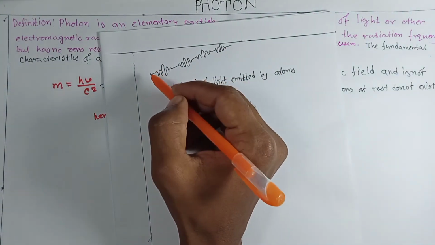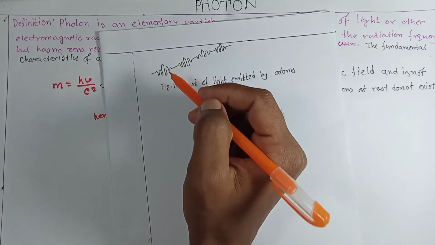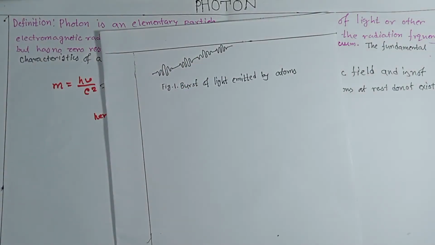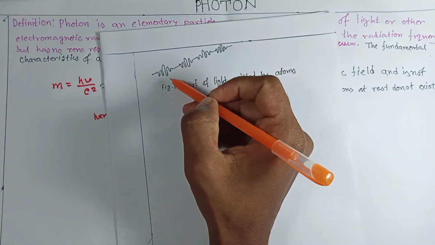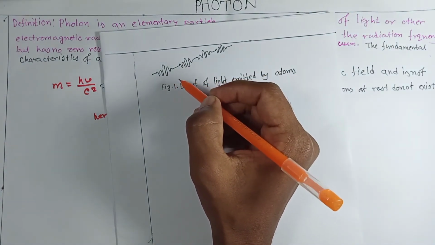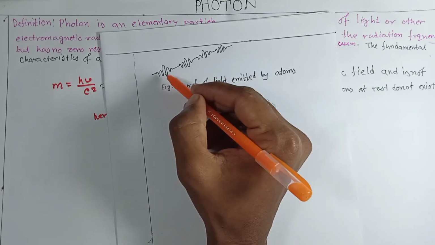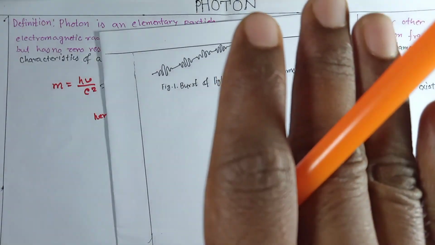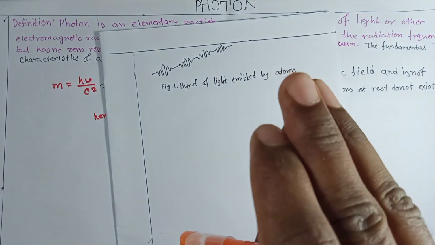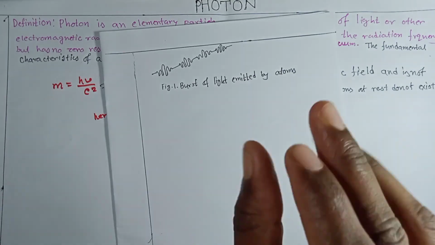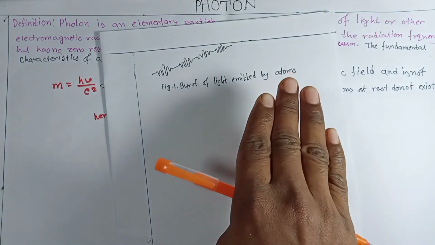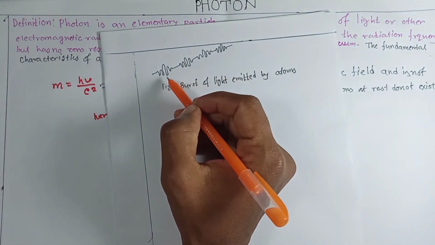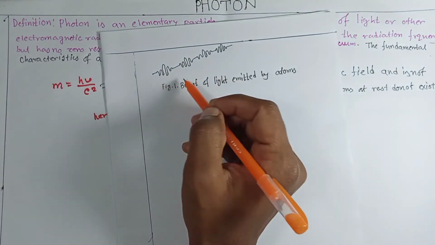Okay, they emit photons. We can say an atom leaving an excited state gives up the excess energy in the form of a burst of light. When an atom goes to a higher energy level and, in the meantime, about 10 to the power minus 8 second, it goes to the lower energy level and gives us a photon, that is the burst of light emitted by atoms.